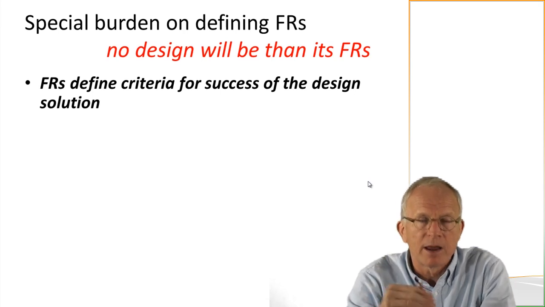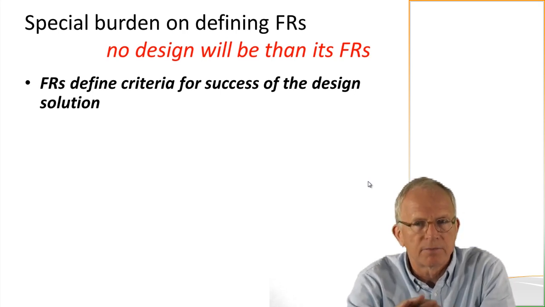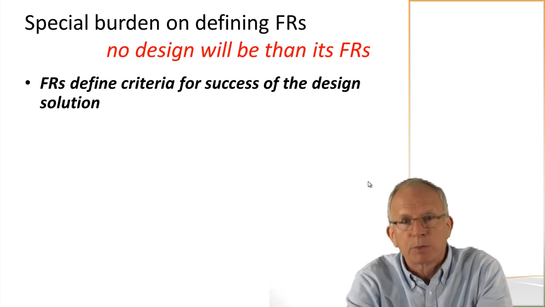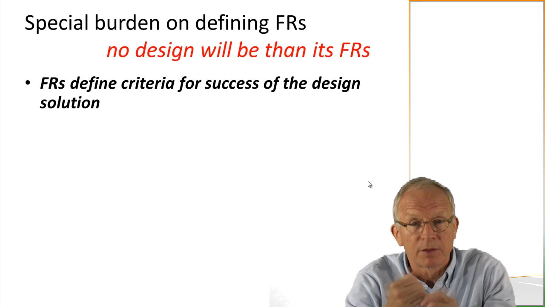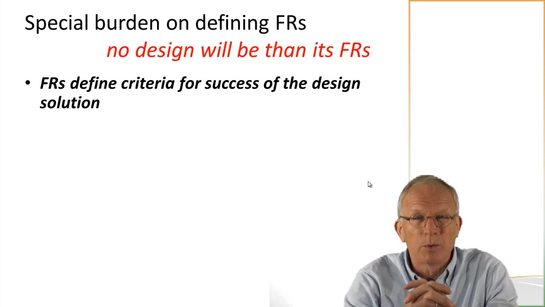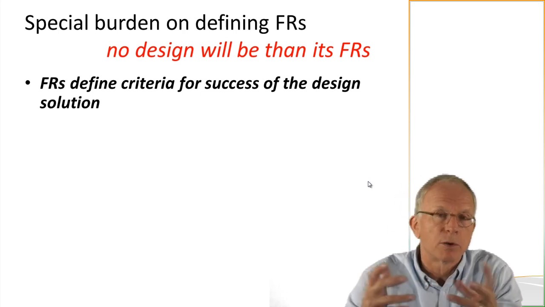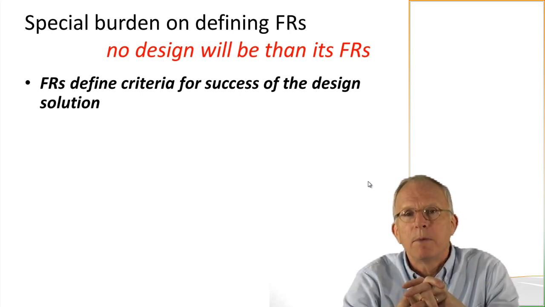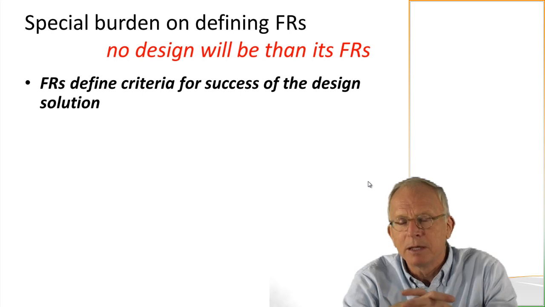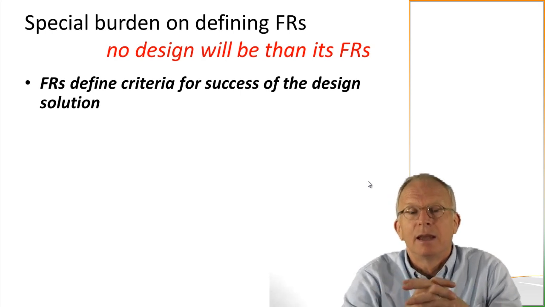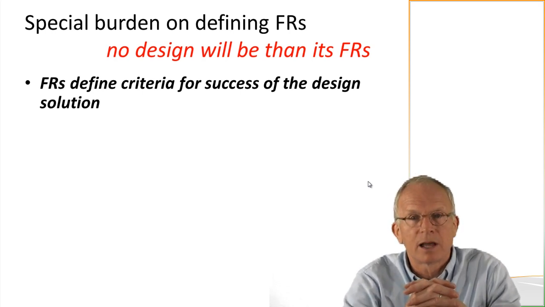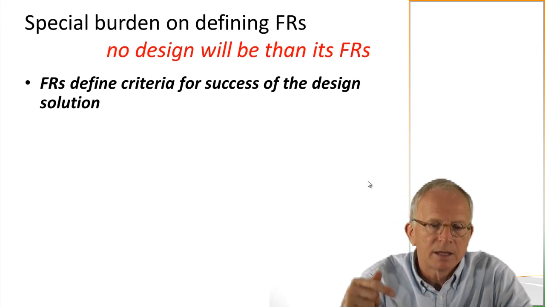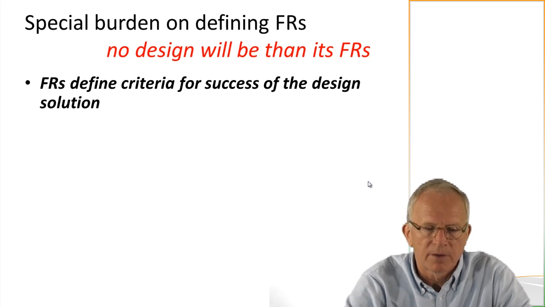So when we specify an FR, say to have a certain friction coefficient, that's what it's going to have if we're successful. That's what we're shooting for. Did we want a greater friction coefficient? Well, if so, we should have asked for it. Is it not friction that we wanted? Maybe if it's not slippery, maybe it needs to be sticky. And then we should have had a different kind of description of the function. So the design is only going to be as good as its FRs.